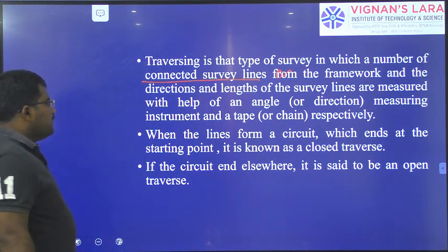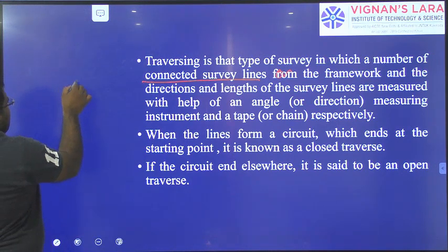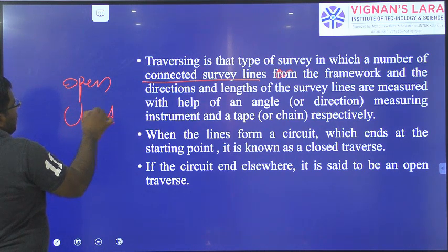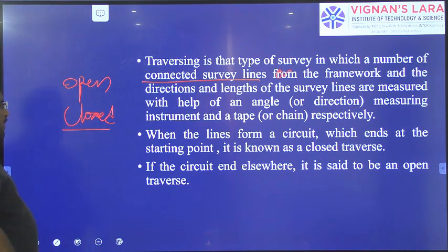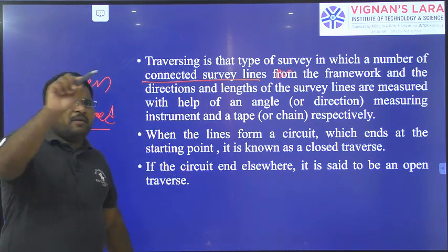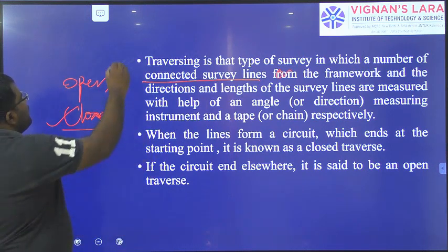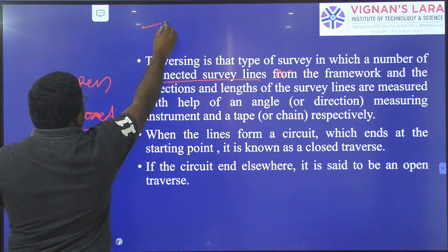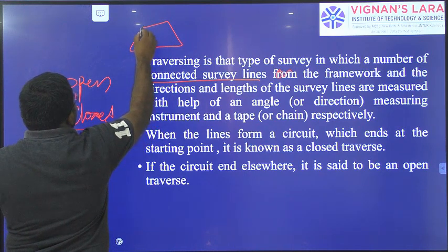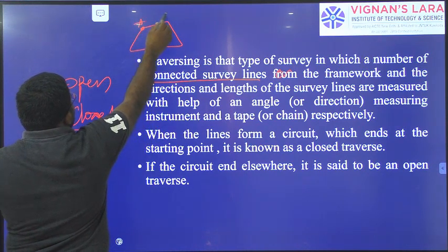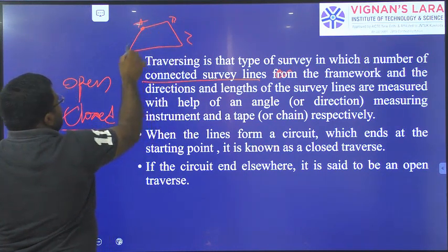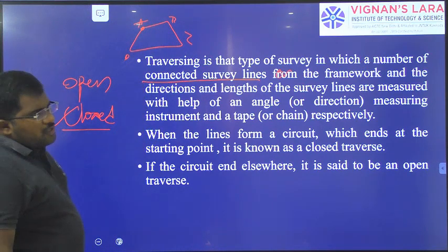Normally these traverses will be of two types. One is open and the other one is closed. First of all, what is a closed traverse? Closed traverse means wherever we form a circuit. If you start from one point, keep moving on, and come back to the point where you started, this type of traversing is called closed traverse.